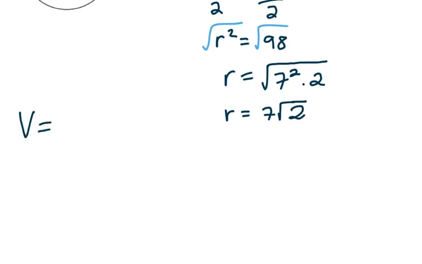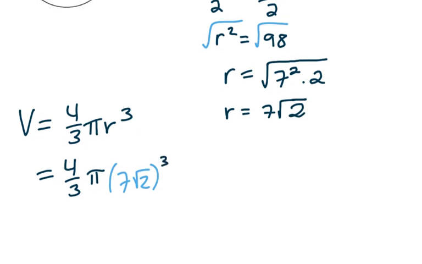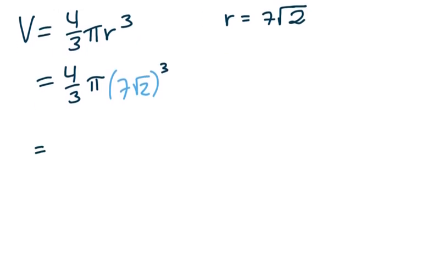The formula for volume of a sphere is 4/3 pi r cubed. So we now know the radius, and so we're kind of just substituting things in. So 4/3 pi, the radius is 7 square root of 2, and that needs to be cubed. Let's get a little bit more space. This is equal to 4/3 times pi. When you cube 7 square root of 2, you get 343 times the square root of 8.